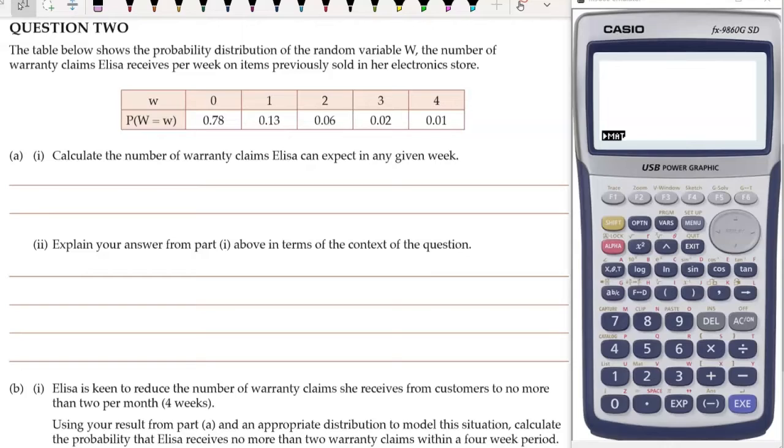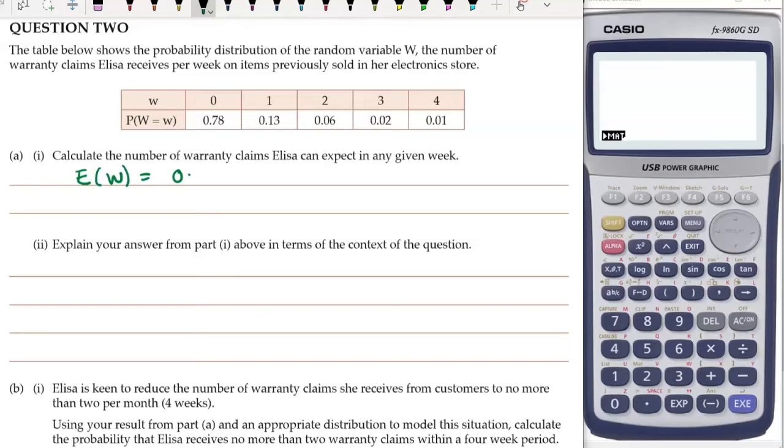Okay, for question 2, calculate the number of warranty claims Elisa can expect in any given week. So to do that, we're doing the expected value of W. So the expected value of W is 0.78 times 0, 0.13 times 1, 0.06 times 2, 0.02 times 3, and 0.01 times 4.